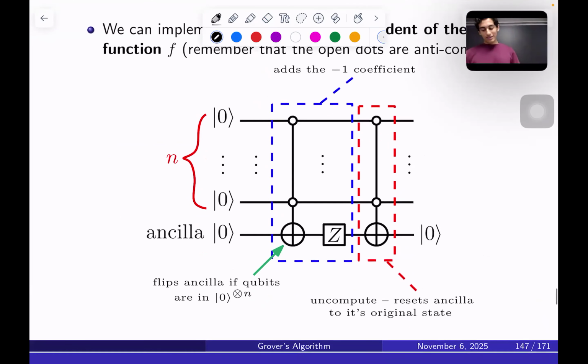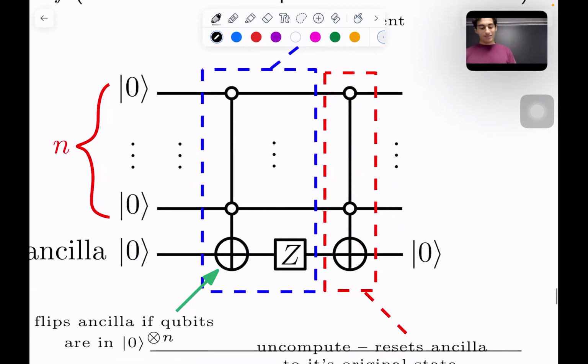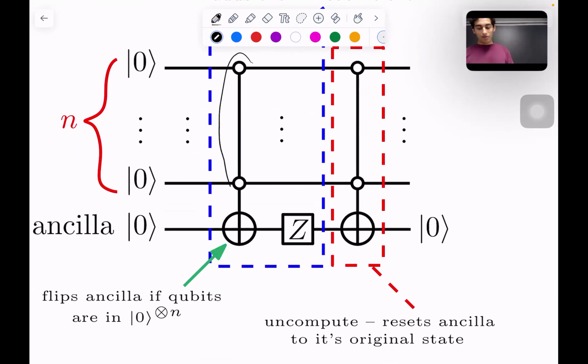But it looks very similar to ZF, because remember ZF would apply a negative sign if the input state was whatever the secret string is. Here, the quote unquote secret string is just all zeros. So we're just applying Z if the input state is all zeros. And that's more explicit here. If all of the n input qubits are 0, which is what those n anti-controls mean, we'll apply an X on the helper qubit, then we'll apply Z, and then we'll do an uncompute, just like we did with ZF.